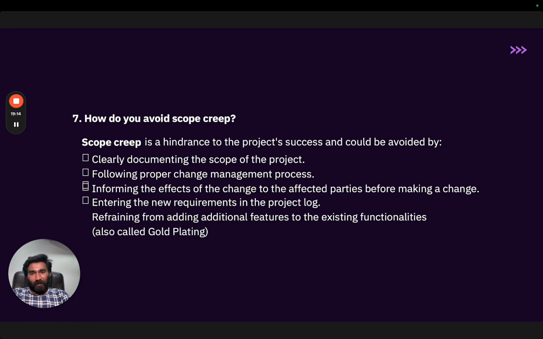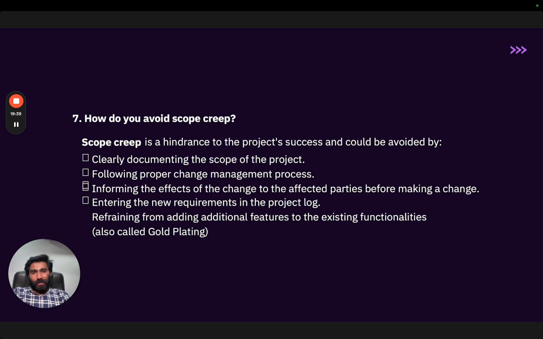Then, inform the affected parties of the change before making it. If you see any changes as such, or if you have requests for all of that, then again it's important to communicate them. And then enter a new requirement in the project log. Whatever information you receive, please maintain a log or a tracker, wherever you are maintaining it. Please do it, right?